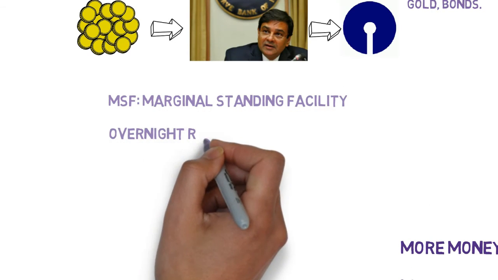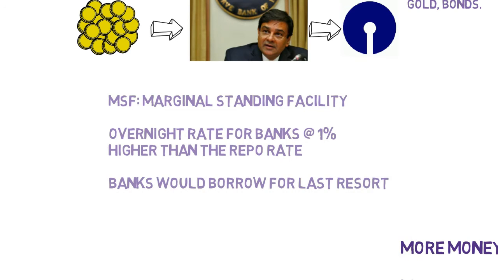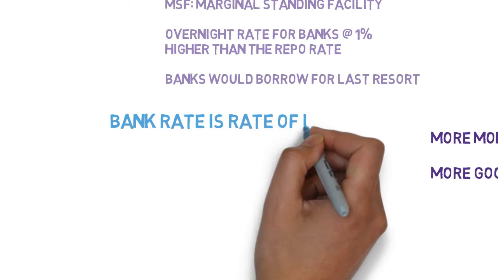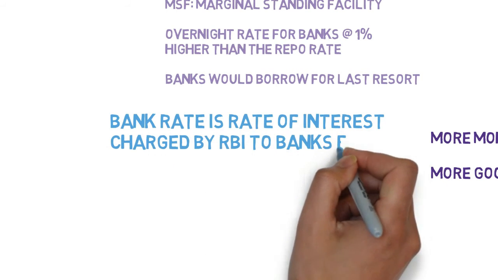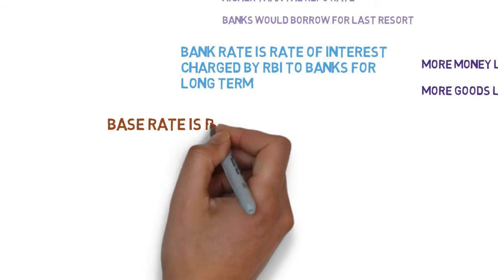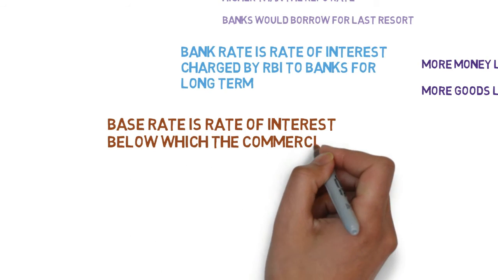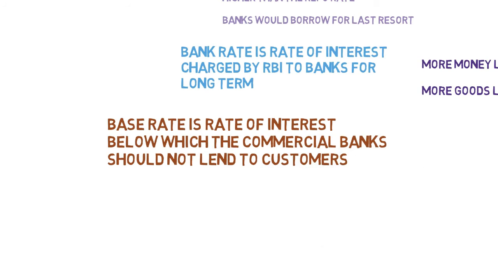Next one, MSF, marginal standing facility. It is an overnight rate for banks, 1% higher than repo rate. Banks would borrow it as a last resort. What is bank rate? Bank rate is the rate of interest charged by RBI to banks for long-term loans. For short-term loans, it is repo rate. For long-term loans, it is bank rate. Base rate is the rate below which commercial banks should not lend to their customers. That is base rate.